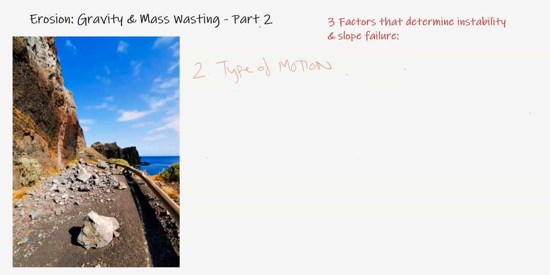Next one is the type of motion. This is one of the three factors that can determine instability and slope failure. So, type of motion. Motion means how it's going to move. So there could be the style or just the speed, but mostly the way it's going to move. This obviously is based on a lot of the material types that I discussed in the first factor. But there are three main types of motion.